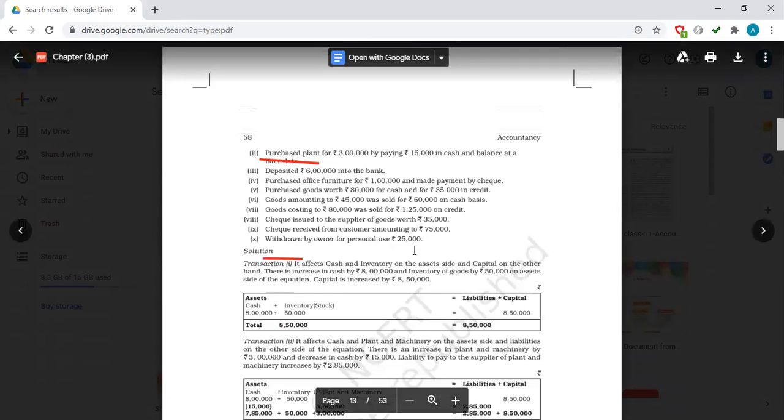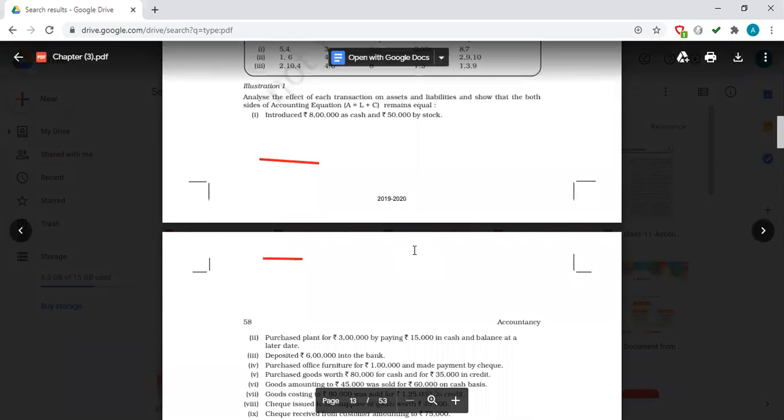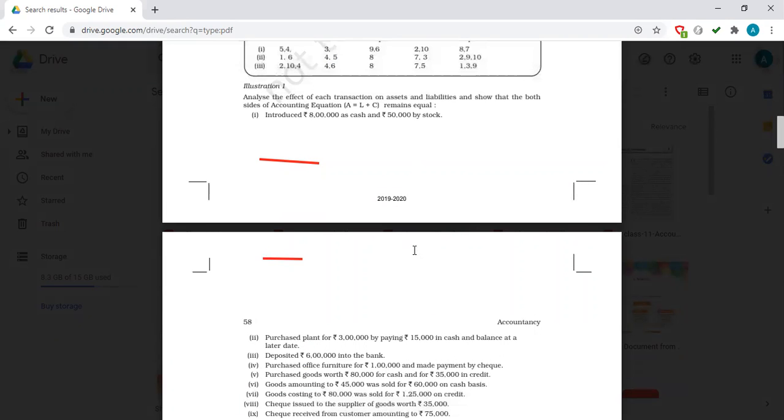So here questions are given and answers are given. Analyze the effect of each transaction on assets and liabilities and show that both sides of the accounting equation remain equal. Introduced 8 lakh in cash and 50,000 by stock. So what is his capital investment? 8 lakh plus 50,000 stock, so 8 lakh 50,000.